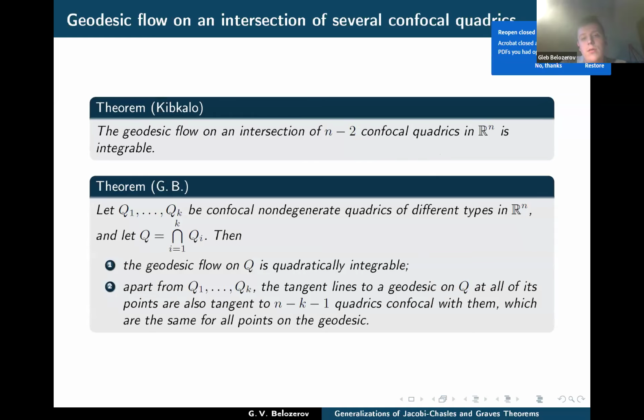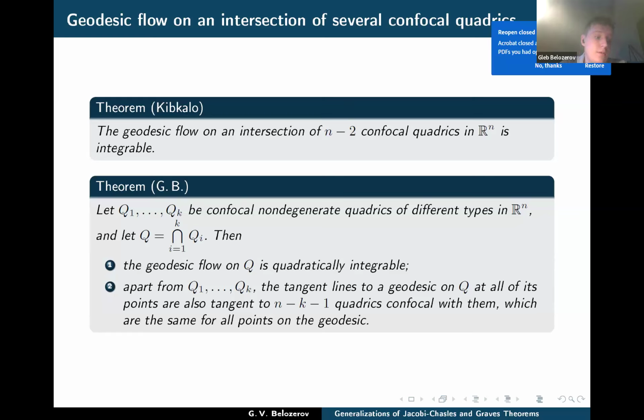Recently, Vladislav Kibkalo researched the integrability of geodesic flow on the intersection of several confocal quadrics. He obtained that the geodesic flow on the intersection of n-2 confocal quadrics in R^n is integrable. He used an approach which is connected with integrable billiard theory and billiard books.